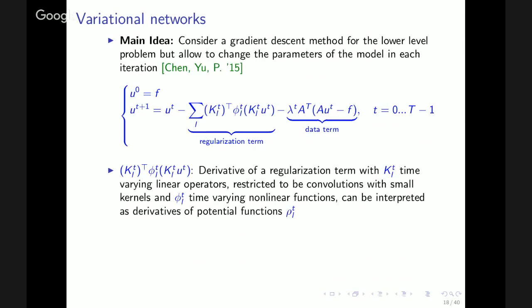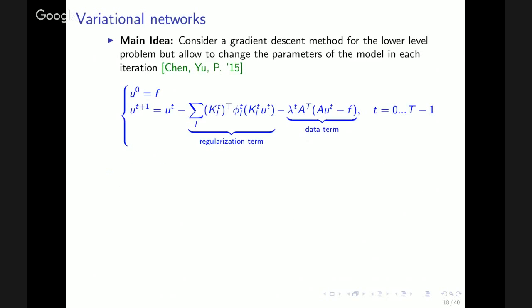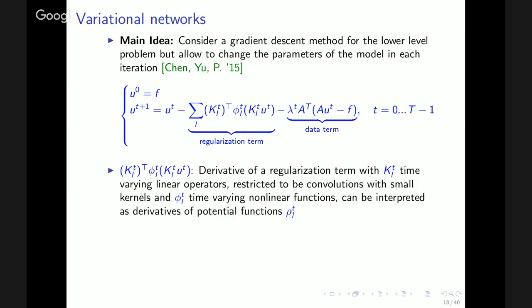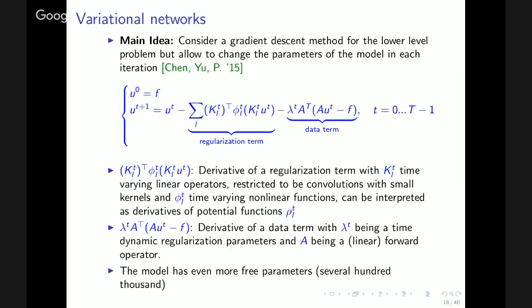So as I said before, this first term here is the derivative of our regularization term, where these phi functions are nothing else than the derivatives of the potential function. And the second term is the derivative of a data term. Here it's written in a more general form with a forward operator. The forward operator could, for example, be a blur kernel. In case of denoising, it's just identity.